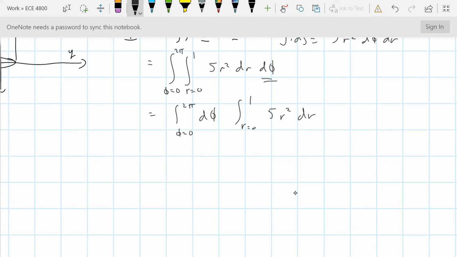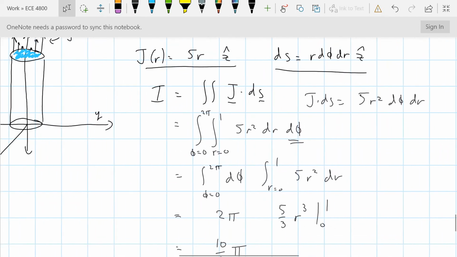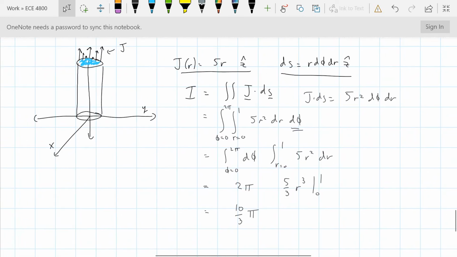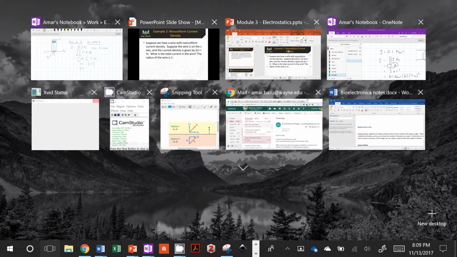This will then become 5 over 3 r cubed from 0 to 1, and this will just become 2 pi. So this just becomes 5/3 times 2 pi, or 10 over 3 times pi. This is an example where we had a non-uniform current density. Any questions about this one? Okay, great. Moving on then.